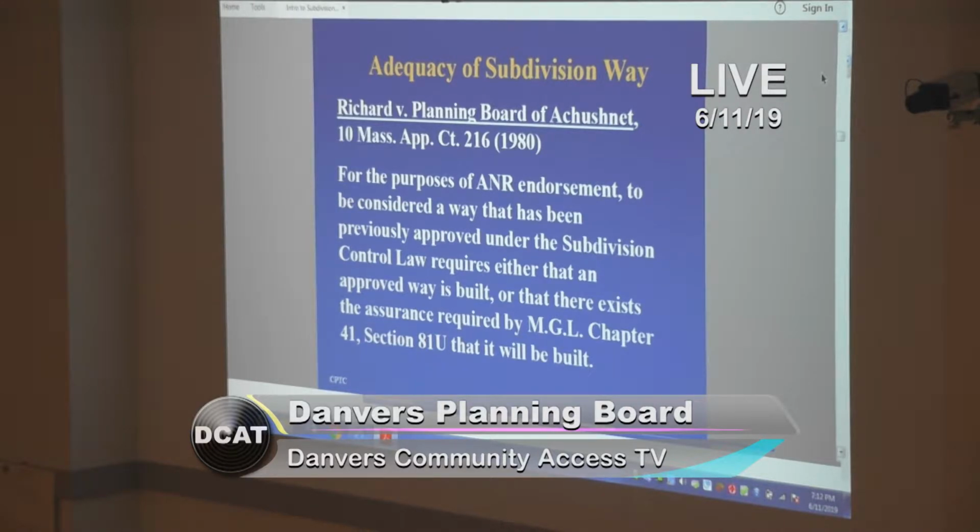Now, for purposes of approved subdivision roads, if the road is not constructed but there's surety in place, then the plan is entitled to A&R endorsement. If the road was never built, even if it's an approved subdivision, and there's no surety in place, then that doesn't do the trick for A&R purposes.